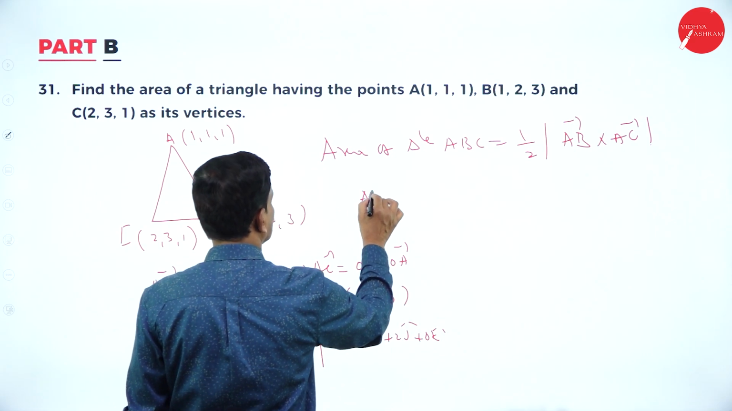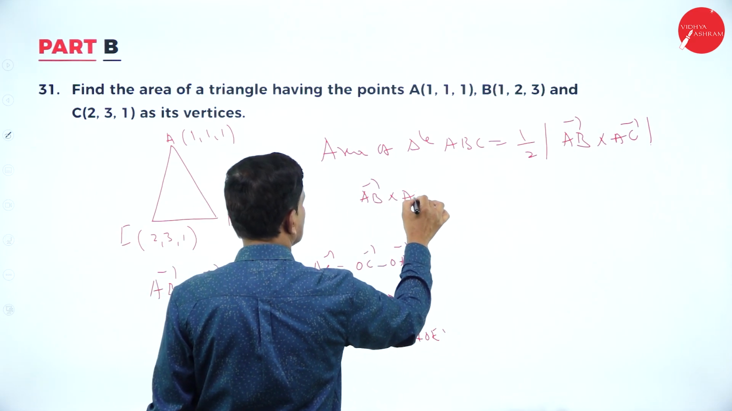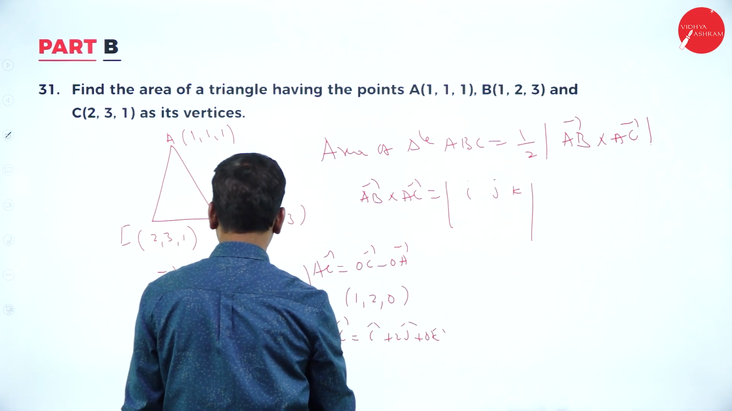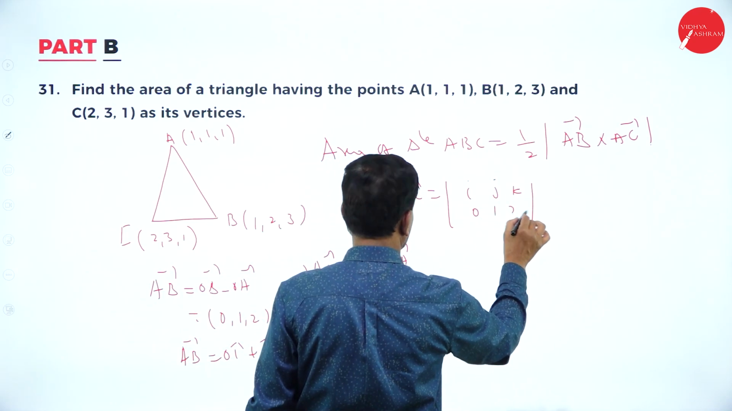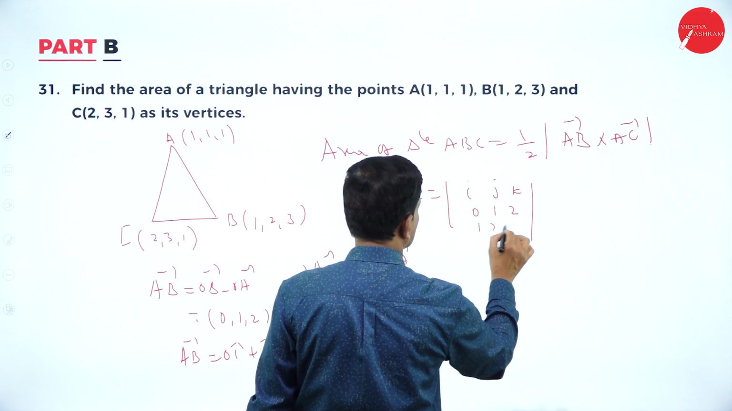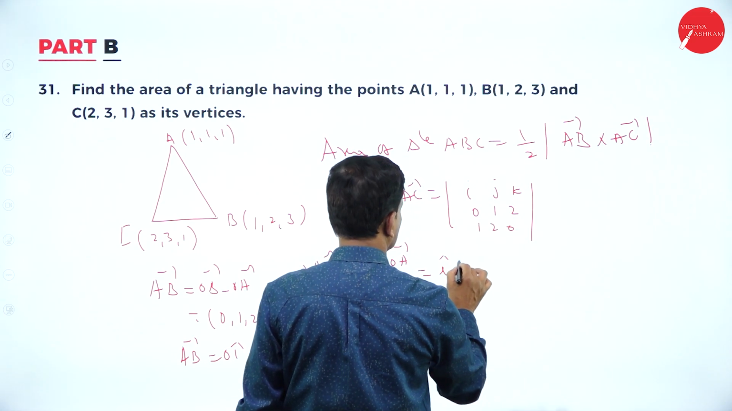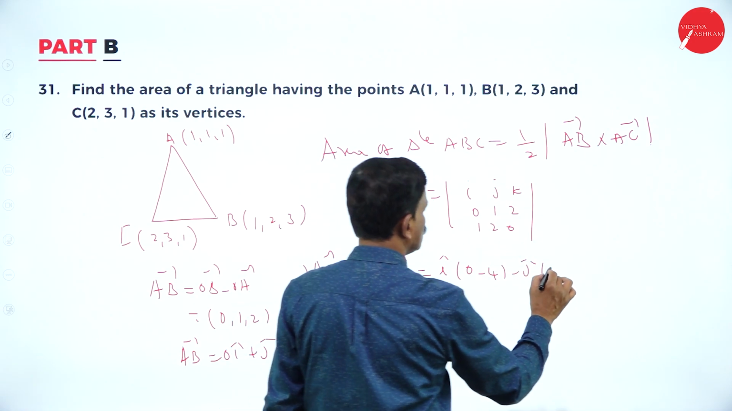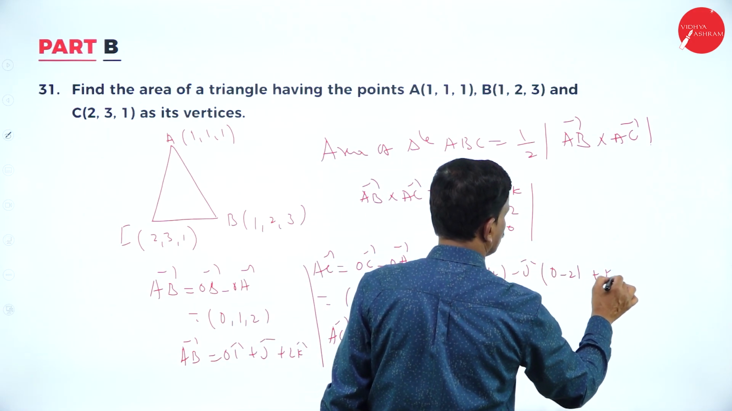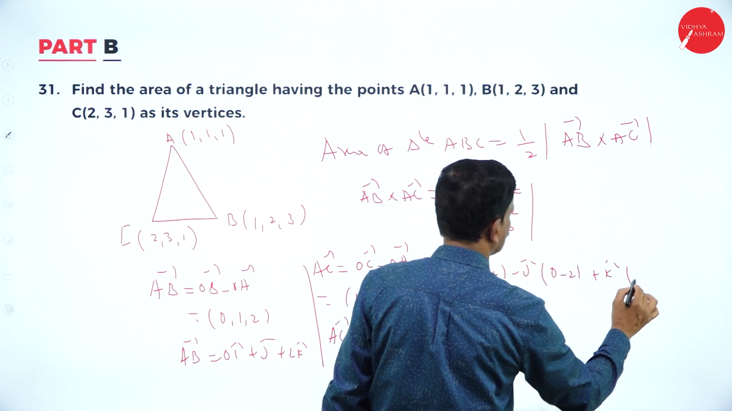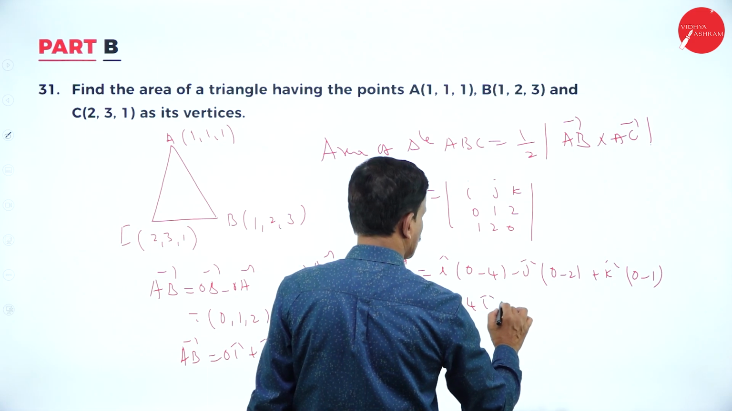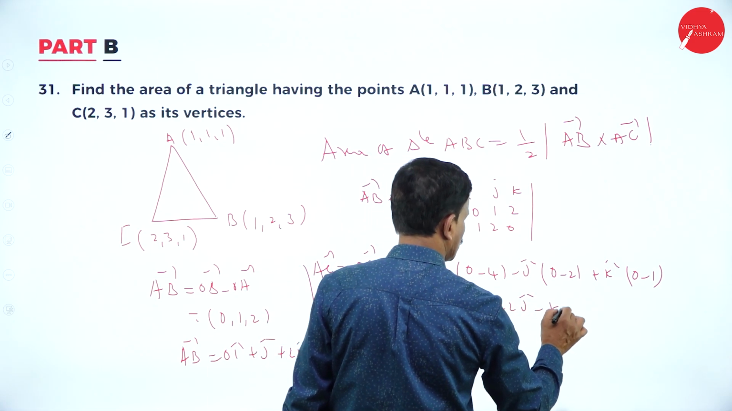Now just find out AB cross AC: determinant with i, j and k, then 0, 1, 2 and 1, 2, 0. Simplify this. i into (0 minus 4), minus j into (0 minus 2), plus k into (0 minus 1). What is this equal to? Minus 4i, minus into minus plus 2j minus k.